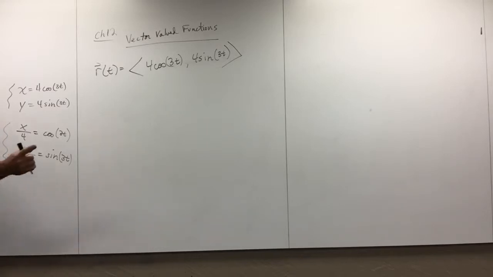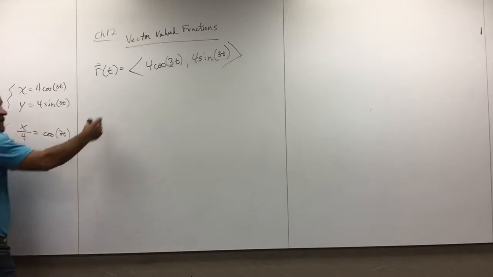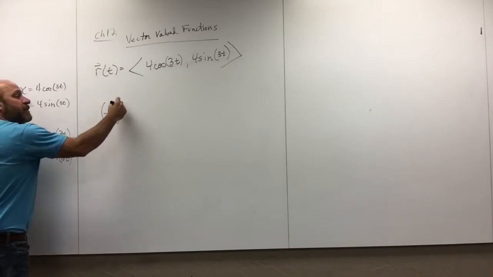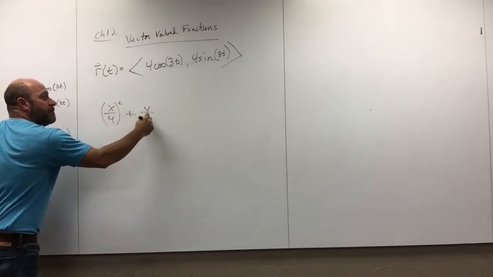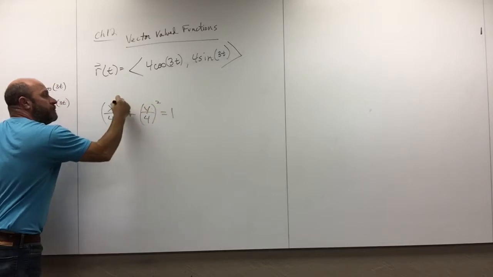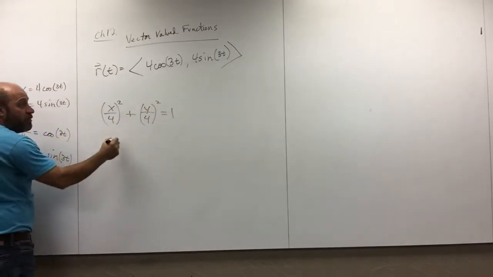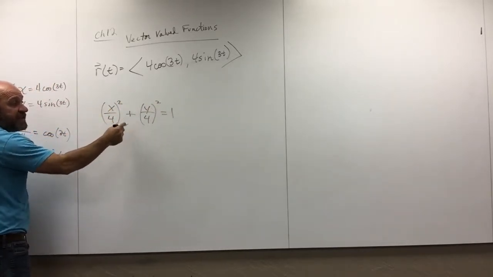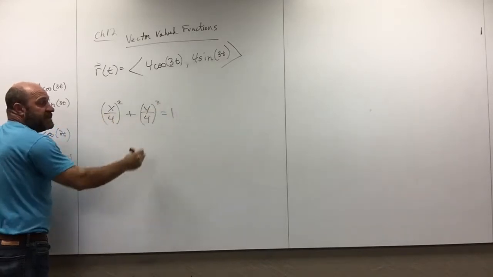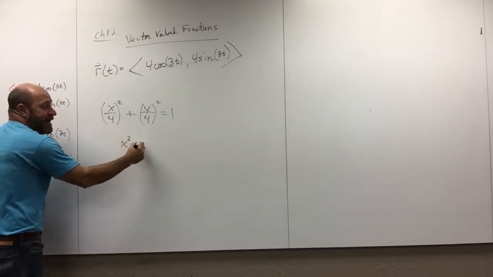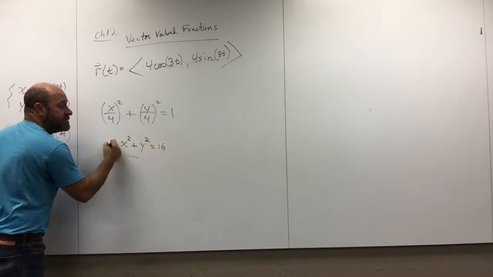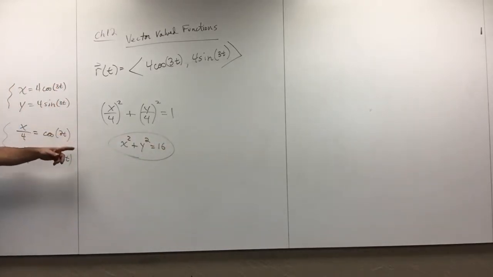So I'm going to say right now, what did I say a second ago? Cos squared plus sine squared equals 1. Well, that means that this squared plus this squared equals 1. And if I write that down, this squared plus this squared equals 1. That's an x squared plus y squared. They're both over 16. If you don't mind, I'm going to move the 16 to the other side, so I'm skipping a couple algebra steps. But this is this. Are you with me?